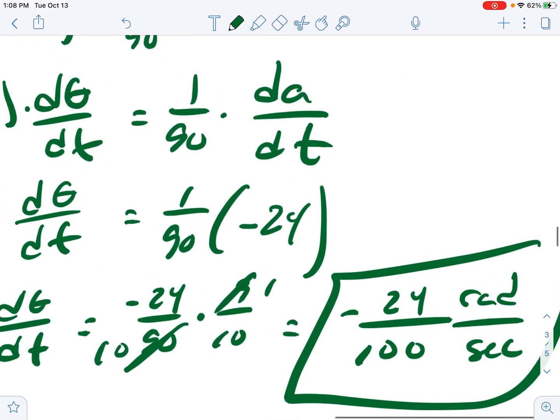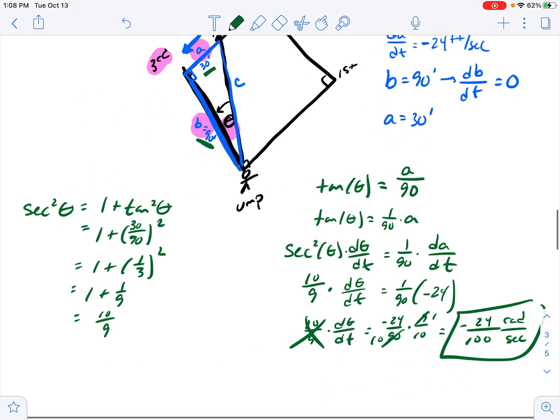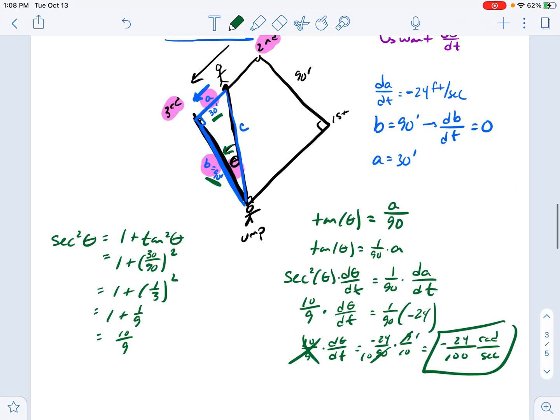Notice that d theta dt, the rate of change in the angle, came back negative, as we would have expected it to, since the size of the angle is getting smaller.